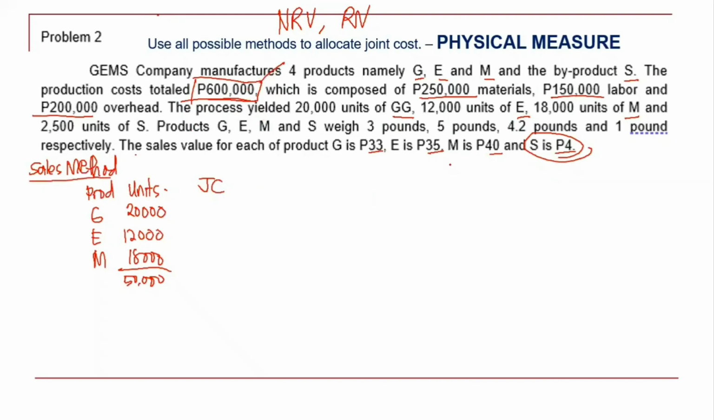Therefore, hindi natin i-recognize yung proceeds ng S kasi produce pa lang siya, hindi pa siya nabibenta. So therefore, ito po ay, magkano joint cost natin? 600,000. So how do we allocate? Based on the number of units.